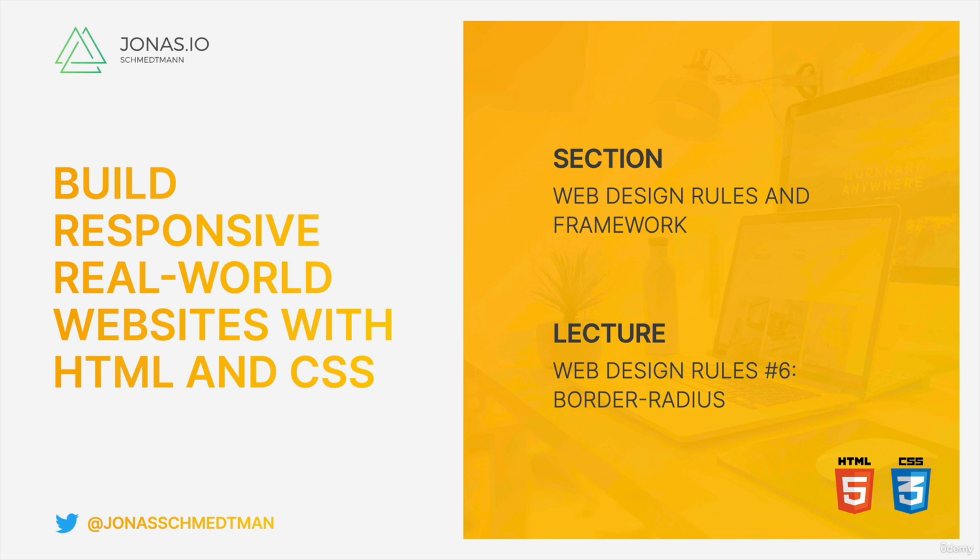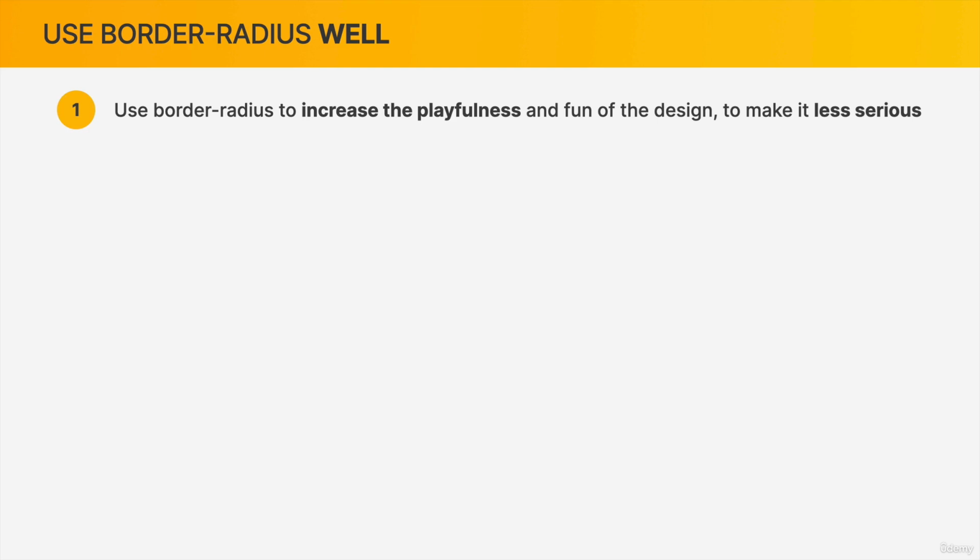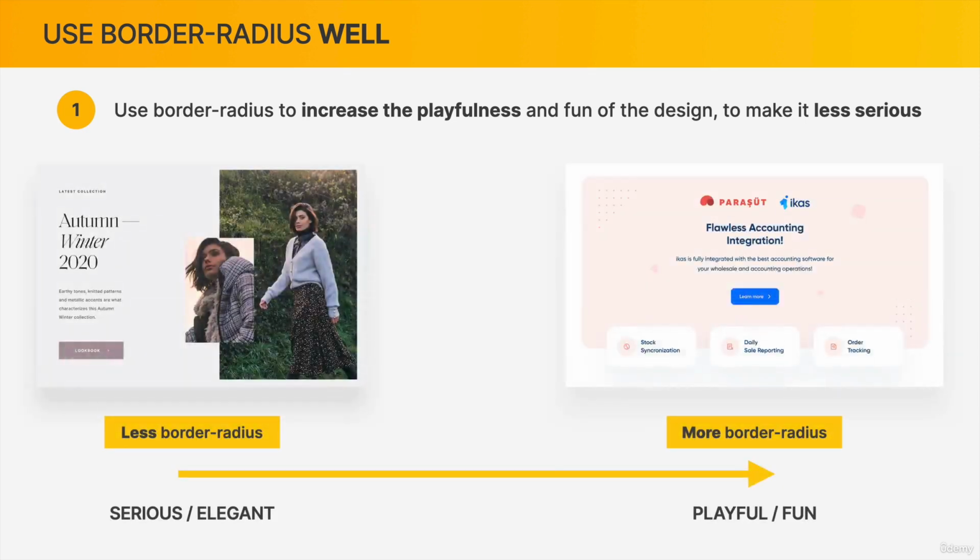Moving on in our design section, our next topic is about border radius and roundness in general. Now, it might seem that border radius is a pretty insignificant detail. However, actually, it is pretty important because the amount of border radius that we give to our elements has a big effect on the seriousness or playfulness of any design. So, as I already hinted at the very beginning, we can use border radius to basically increase the playfulness and fun of the design by making it at the same time less serious.